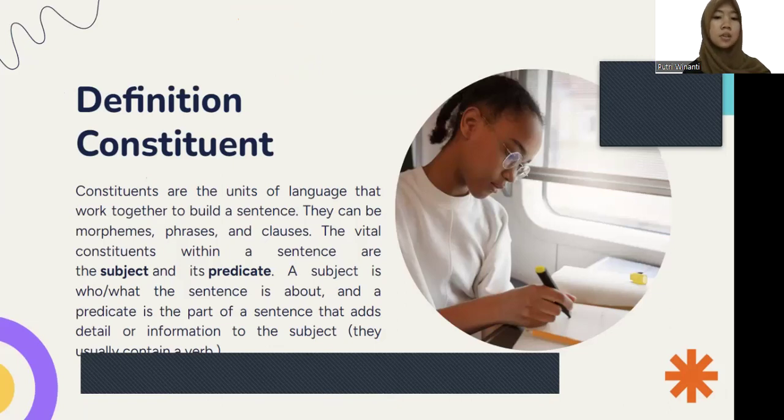Constituents are the units of language. They work together to build a sentence: morphemes, phrases, and clauses. The vital constituents within the sentence are the subject and its predicate. The subject is who or what the sentence is about, and a predicate is the part of the sentence that adds detail or information to the subject. They usually contain a verb. Larger constituents can be further broken down into their own constituents. This means each sentence can contain multiple different constituents.